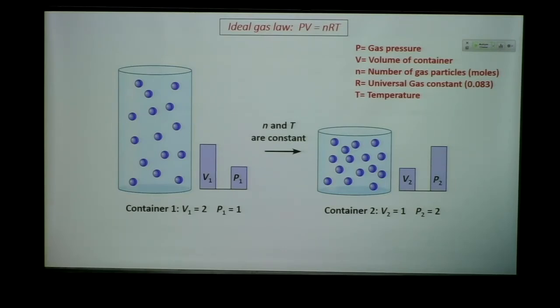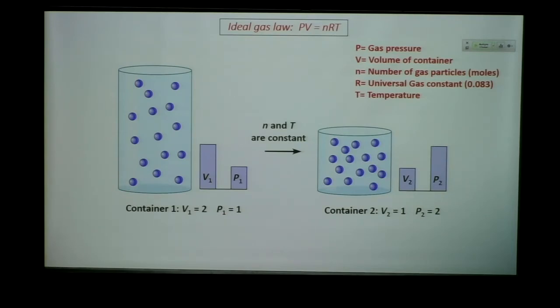T is the temperature. Now, I'm not going to ask you to calculate anything here or to memorize this formula, but this is to explain how we get this relationship between pressure and volume. So if we're keeping N and T constant, right, the number of gas particles and the temperature of that container or of the particles themselves, we can manipulate the volume of a container, and then we can therefore influence the pressure of that gas.